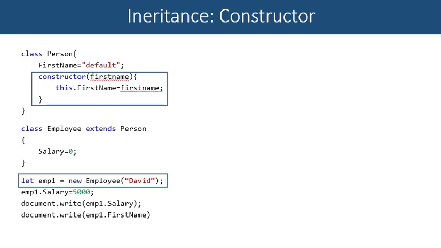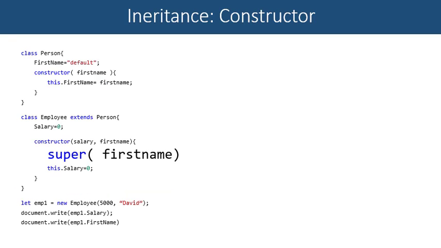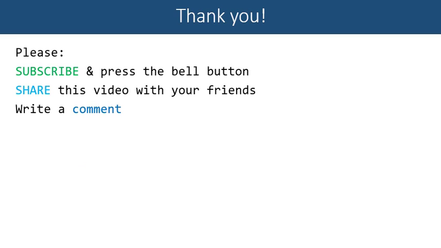Here, I have written a constructor in the person class and then accessed it while creating the instance of the employee class. This shows that the constructor of the base class is automatically inherited by the derived class. Here, both of the classes contain constructor methods, and super is used from the derived class to call the constructor in the base class.